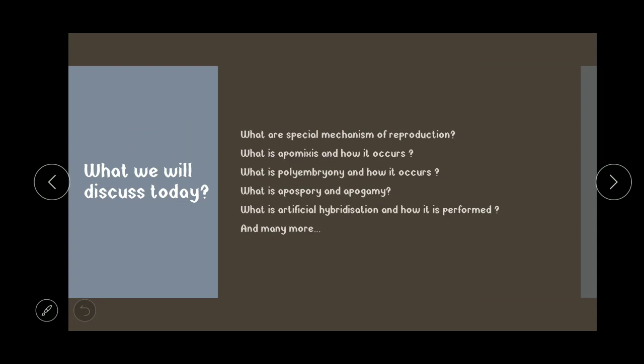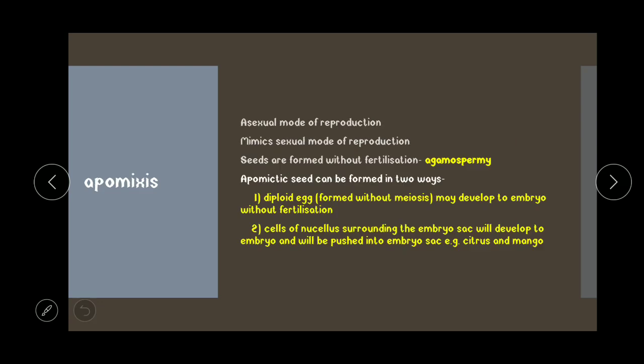So first of all, today we will see what the special mechanisms of reproduction are. As you know, every reproductive event is associated with gametogenesis, gamete transfer, etc. But we will see the unique features, that is, the special mechanisms apart from the main line. Then we will see what apomixis is, which is also a special mechanism, and how it occurs. We will see polyembryony and how it occurs. We will see examples of both apomixis and polyembryony. We will see what apospory and apogamy are. These are two important terms. Then we will see what artificial hybridization is and how it is performed, and many more.